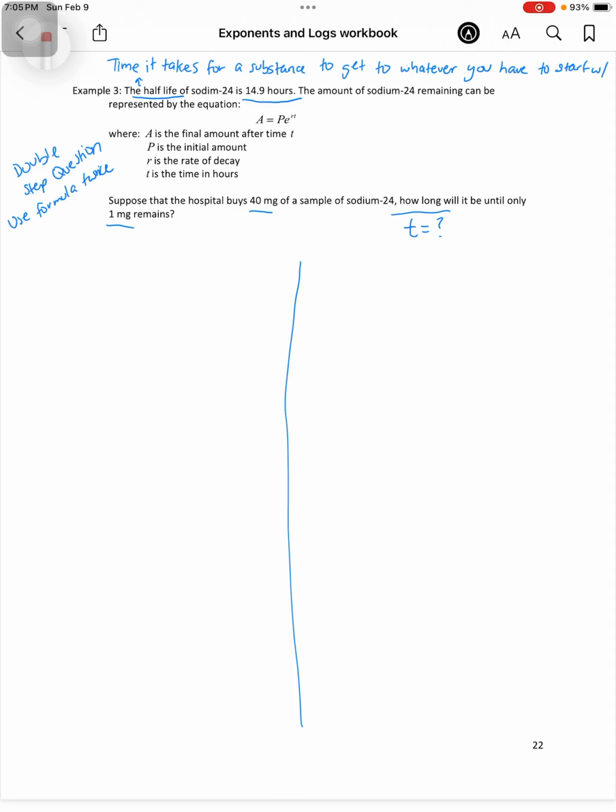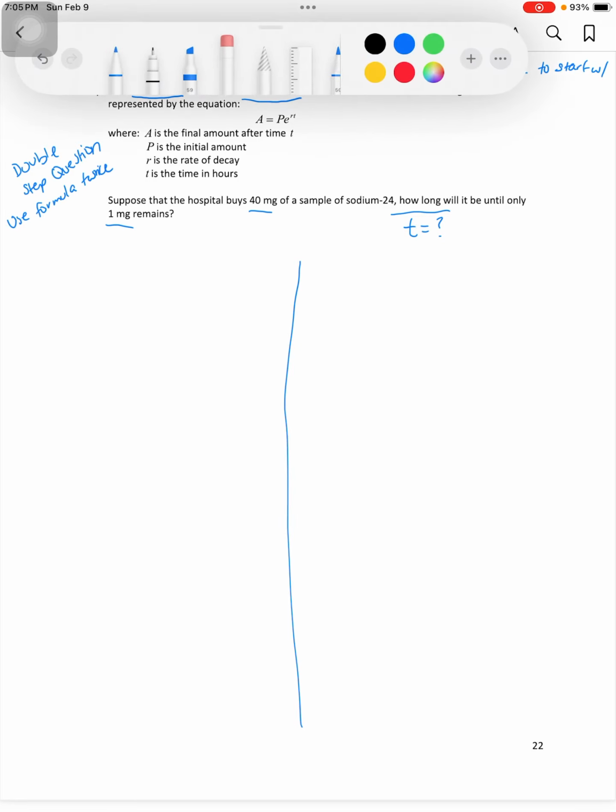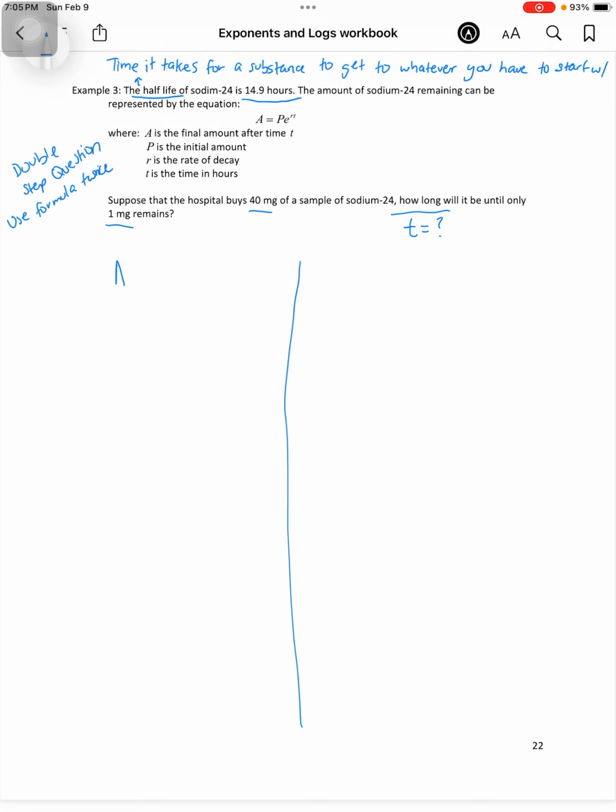So here, I draw this line down the middle because we are going to be using this equation more than once. So I'm just going to write the equation on both sides. A equals PERT. And then I'm just going to do the same thing on the right side. So on the right side here, I'm just going to plug in everything we know.